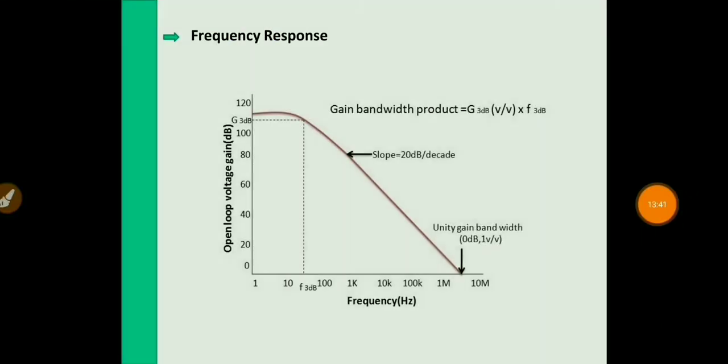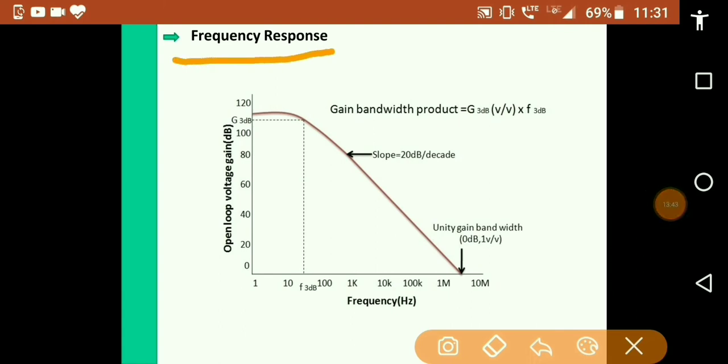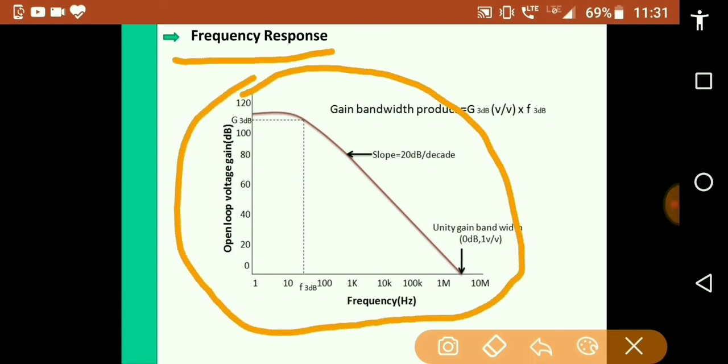So students, this is the frequency response of IC 741. This is the graph between open loop voltage gain in dB versus frequency. So this is the frequency response of IC 741 or operational amplifier.